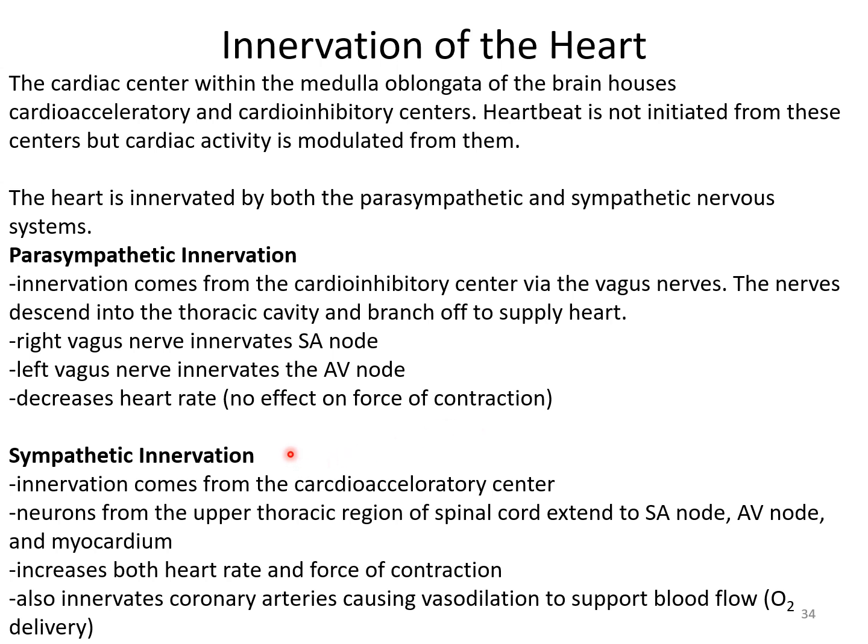Sympathetic innervation, this is your fight or flight. Innervation comes from the cardioaccelerator center in the brain. Neurons from the upper thoracic region of the spinal cord are going to extend to the AV node, the SA node, and the myocardium. So this one is specifically going to increase both the heart rate and the force of contraction. We can increase the heart rate because we're communicating with the SA and AV node, but we can increase the force of contraction because we're communicating directly with the myocardium, directly with that muscle tissue. So we get both increase in rate and force of contraction.